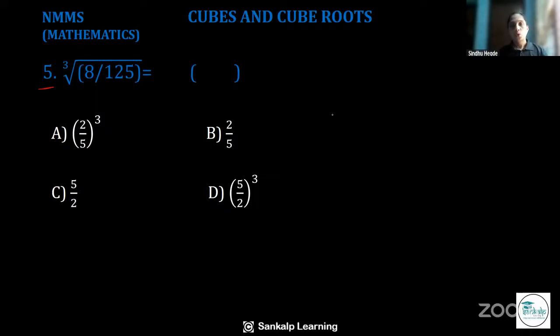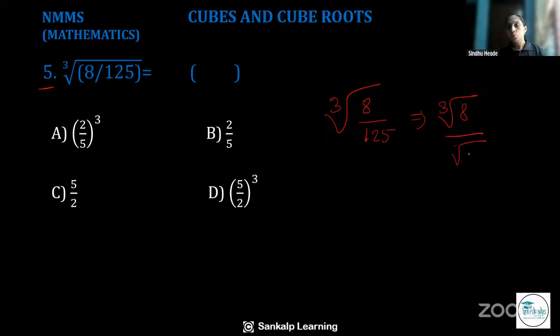Let us see how to solve this one. Cube root of 8 by 125 we require. Okay. Let us write it separately. Cube root of 8 divided by cube root of 125. Whole cube root of 8 by 125 and cube root of 8 divided by cube root of 125. Both are same. Okay. Now find out one by one.